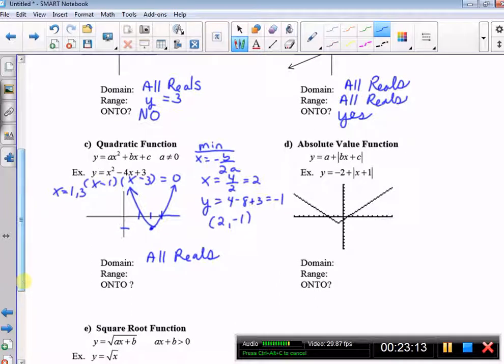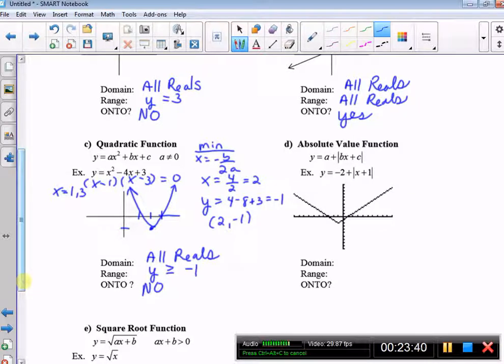The range, however, if you look, there's not going to be any y-coordinate below this minimum point of 2, negative 1. So the range, all the y-coordinates are going to be greater than or equal to the y-coordinate of the minimum. Is it onto? No, because the range for the quadratic functions change. They're not going to be all the same.